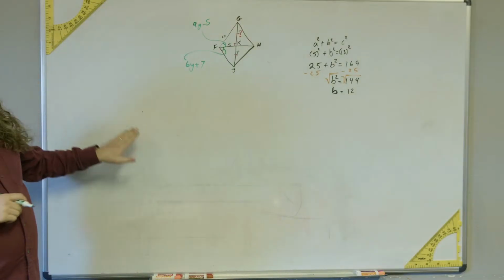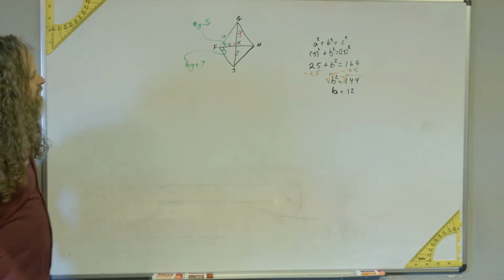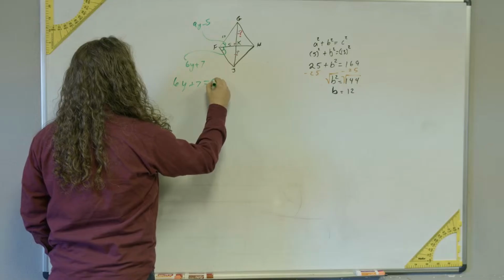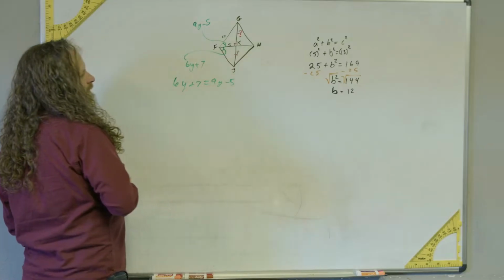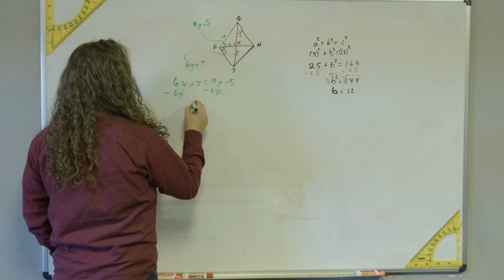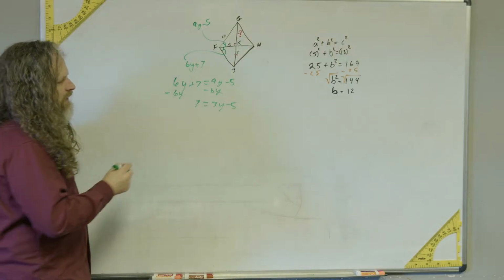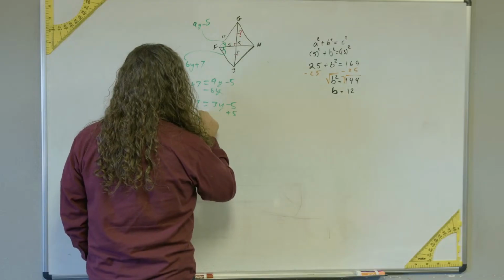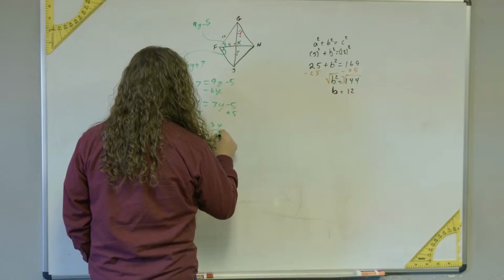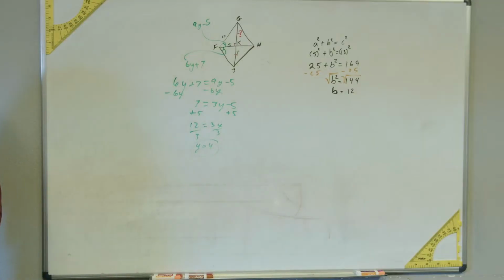We learned today that in a rhombus, the angles are bisected, so we just set these equal, right? So 6y plus 7 equals 9y minus 5. We subtract 6y from both sides. We end up with 7 equals 3y minus 5. Then we add 5 to both sides. End up with 12 equals 3y, and then we divide by 3 and end up with y equals 4. Easy money, easy money.